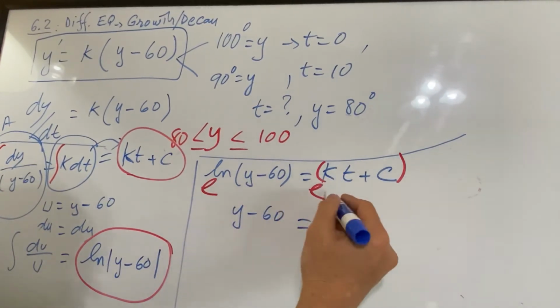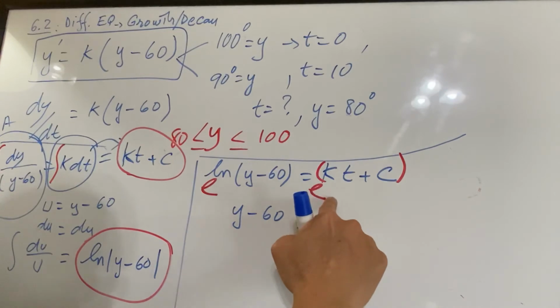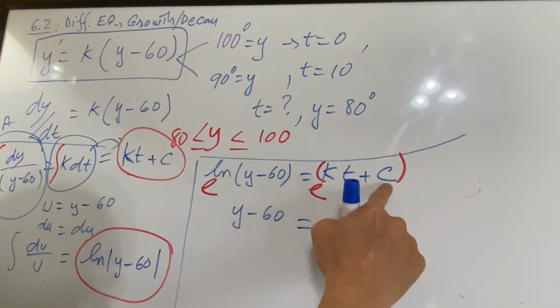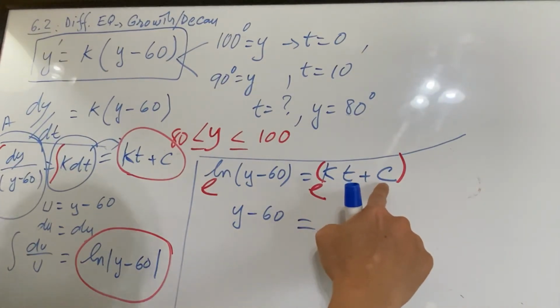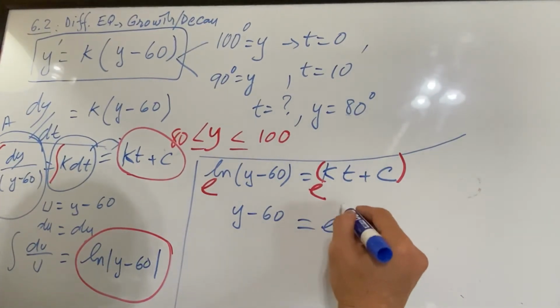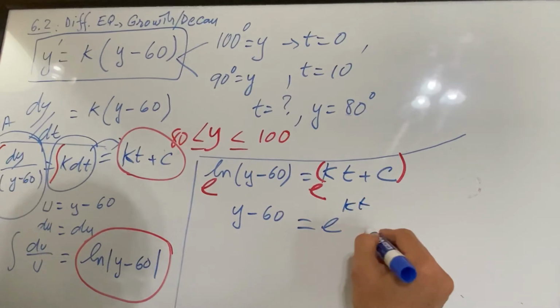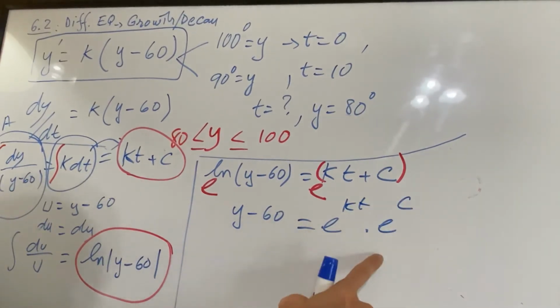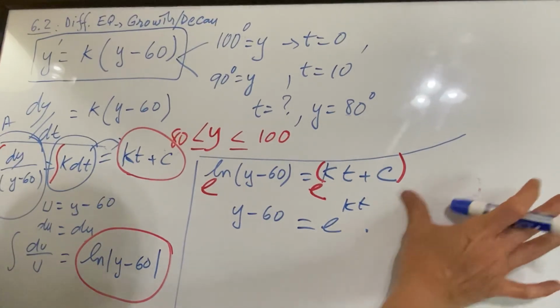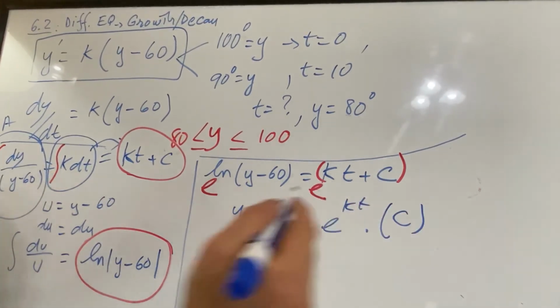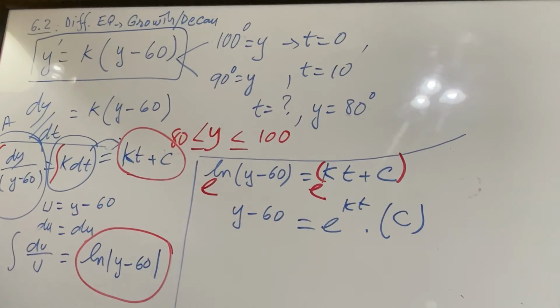And right now, look, the formula: e to the a plus b is e to the a times e to the b. So that means you get e to the kt times e to the c. But e to the c is what? It's c itself. So just a big C times e to the kt. There we go. That make any sense?